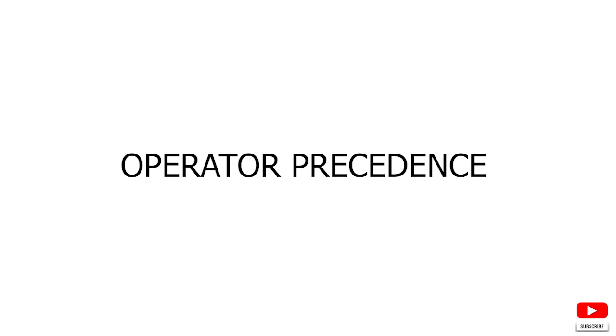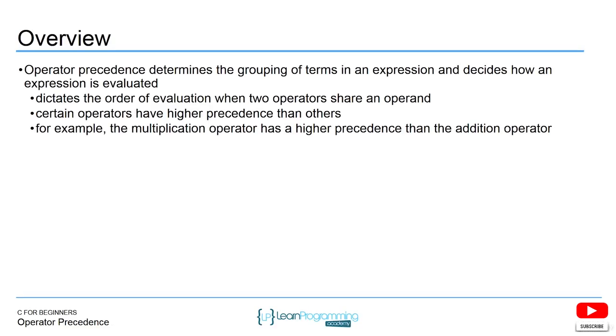Now you really don't need to understand any of this if you use parentheses, which we'll get to in a second, but you have to understand this concept because it's part of the language. It's part of understanding the language. Precedence is going to dictate the order of evaluation when two operators share an operand. And this is going to become clear with an example.